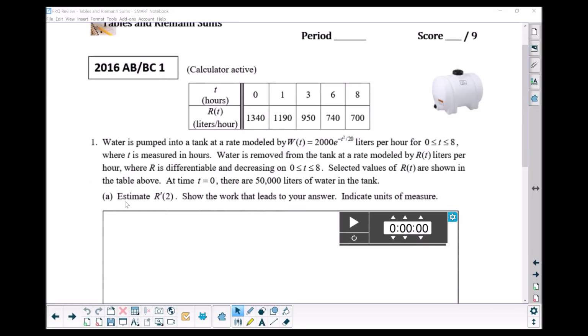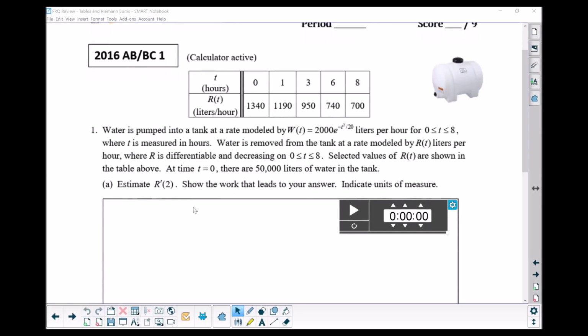It says, estimate R prime of 2 and show the work that leads to your answer, and then indicate the units of measure. And what we're going to do here is just think about this a little bit. You can ignore this little timer. That's something that I use in my particular class. I just didn't delete it.